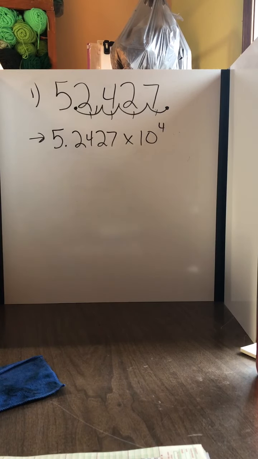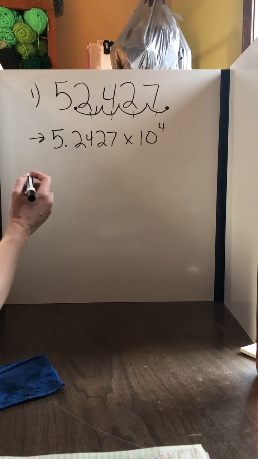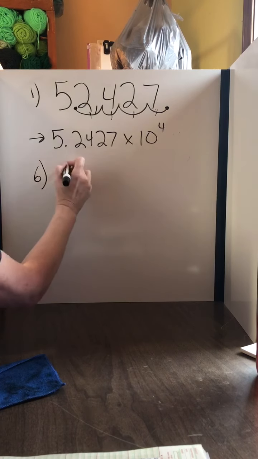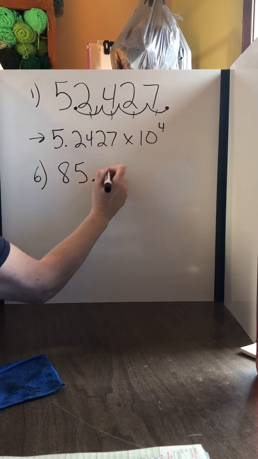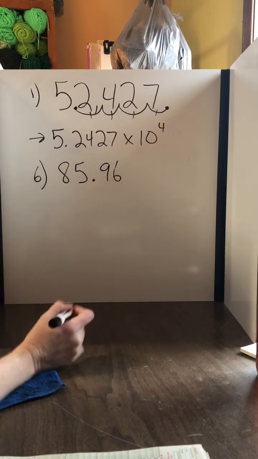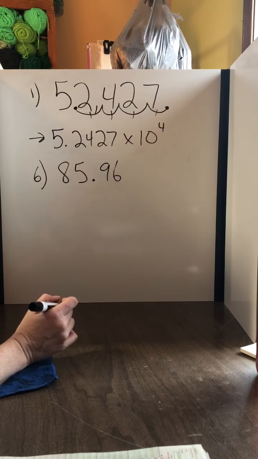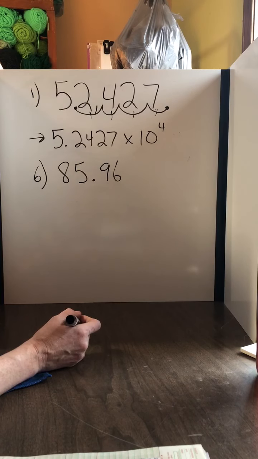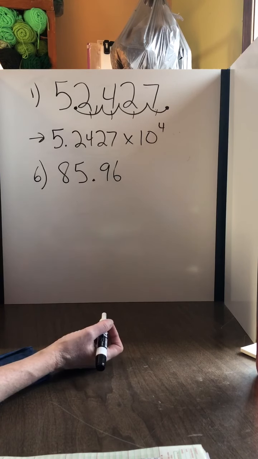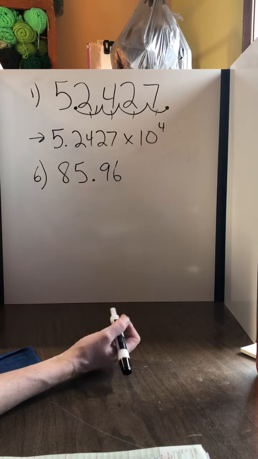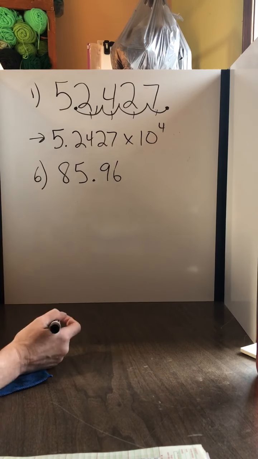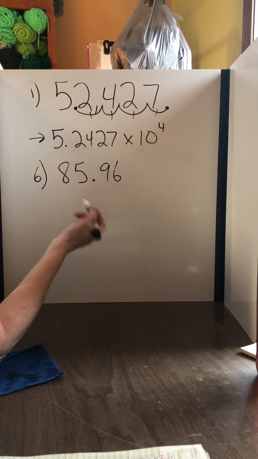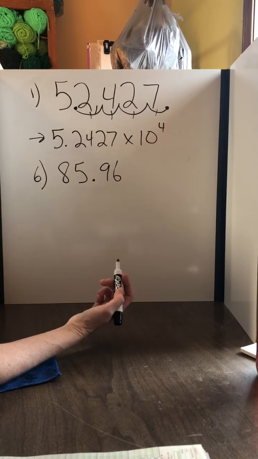Another example that we can look at is one that already has a decimal in it. We'll look at number 6, which is 85.96. And you're like, there's already a decimal in it. Why am I going to rewrite it with a decimal to the power of 10? It already looks like it's written kind of that way. No, because I'm actually going to write it as a number between 1 and 10 that's multiplied by a power of 10. And right now, 85 is bigger than 10.